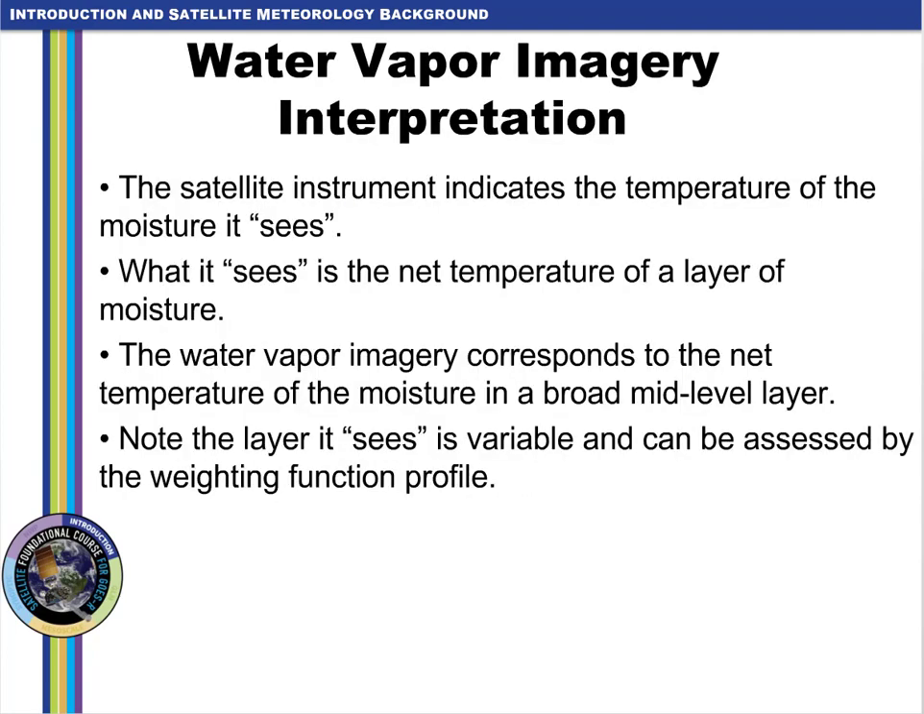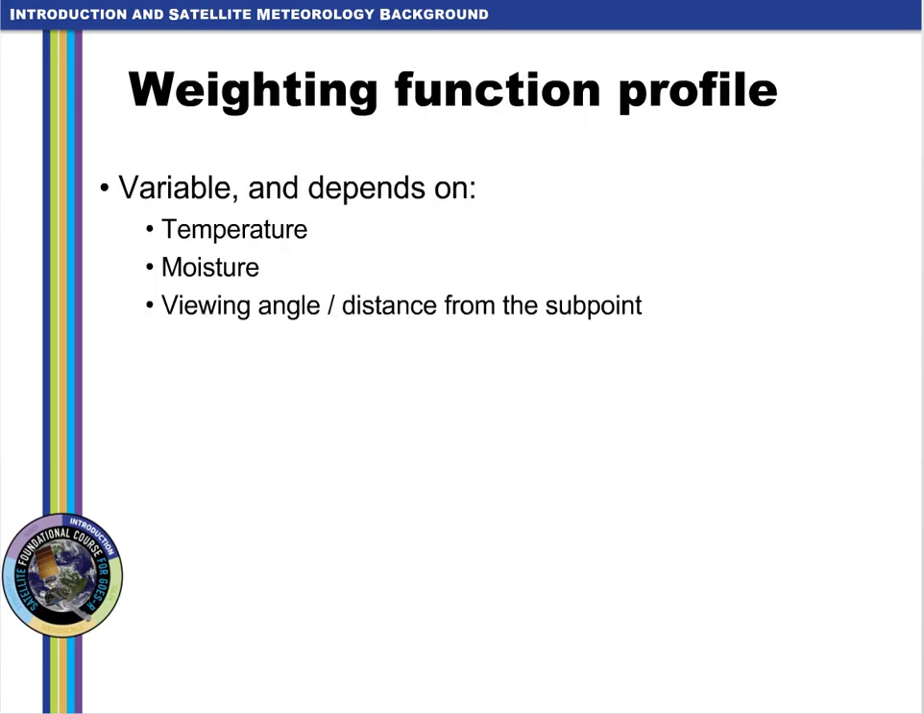When interpreting water vapor imagery, remember the satellite instrument indicates the temperature or the moisture it sees. What it sees is the net temperature of a layer of moisture. The water vapor imagery corresponds to the net temperature of the moisture in a broad mid-level layer. And note that the layer it sees is variable and can be assessed by the weighting function profile. The weighting function profile is variable and depends not only on spectral width of the instrument, but also temperature, moisture, and viewing angle / distance from the subpoint.